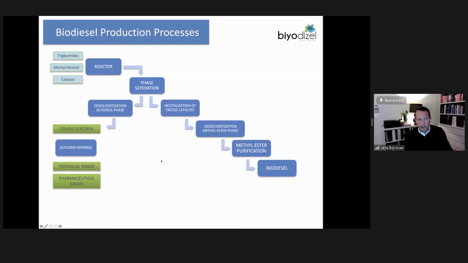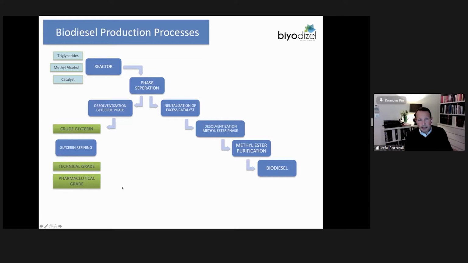On the aqueous phase, we have our valuable crude glycerol molecules sitting in the aqueous phase. And then if the plant is equipped with a glycerol refinery, that crude glycerol is sent to glycerol refining, and then we can end up with either technical grade quality or 99.5% purity pharmaceutical grade.